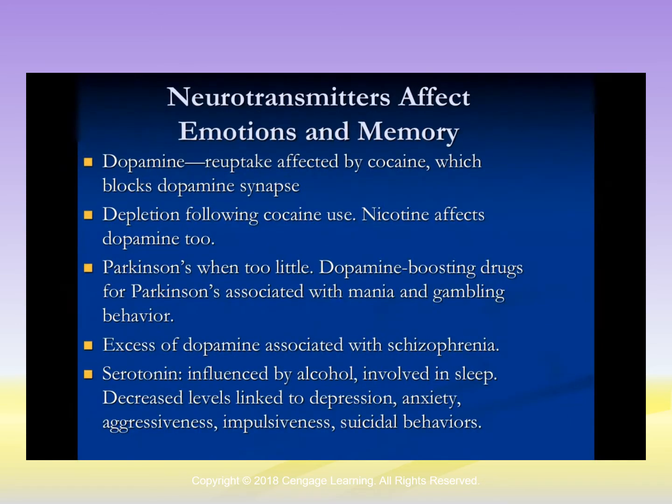Right. Neurotransmitters with emotions and memory. So dopamine reuptake can be affected by cocaine, which then blocks the dopamine synapse with depletion afterwards, and nicotine also affects dopamine. In this chapter, there is a chart that shows which neurotransmitters work on which substances. For the CDP exam, you need to know more of the classifications of drugs and the major neurotransmitters like dopamine, serotonin, GABA, etc. Not the lesser known ones, but the main ones.